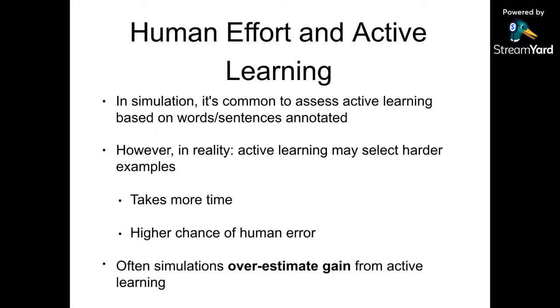So what will be the human effort in active learning? In simulation, it's common to assess active learning based on the number of words or sentences annotated. But if we give the word "like" and the human has to map it to the verb, actually the human will see the whole sentence and then say that "like" is a verb here. So it is a harder problem and takes more time. There will also be human bias.